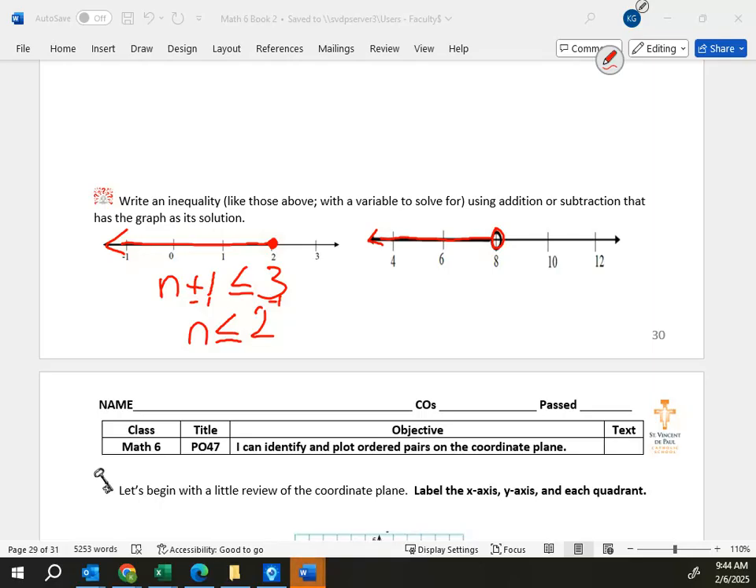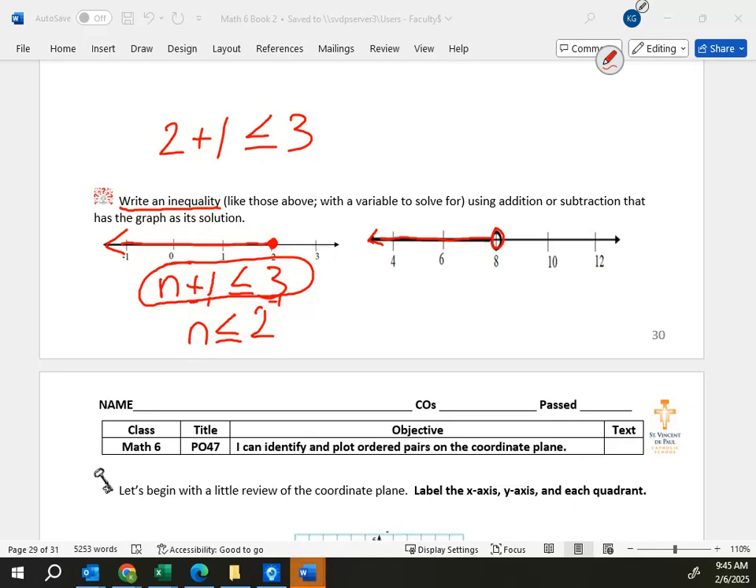So when it says write an inequality, that's this. N plus 1 is less than or equal to 3. And then n is less than or equal to 2. So just like what we had done in the last unit, you could say 2 plus or minus something was that. So if I'm going to put a 1 right there, 2 plus 1, well, I know that's 3, because I'm going to plug that 2 in for my n.